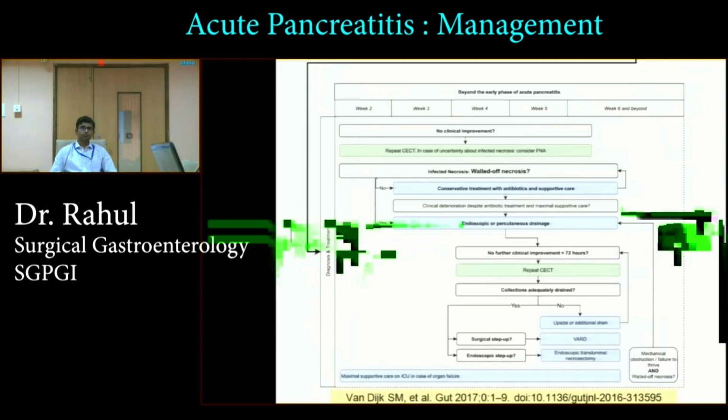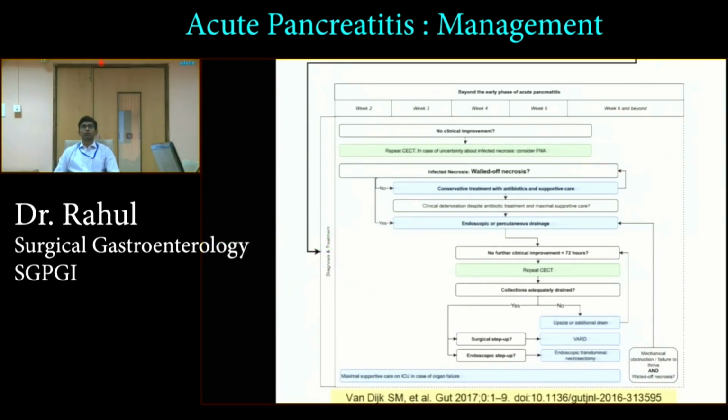Next, please. So coming to week 2, 3, 4 and 5, and beyond, if the patient doesn't have clinical improvement, we should do a CT scan to find out if there is any local complication of the pancreatitis. So if there are fluid collections which are amenable to drainage and which may be responsible for persistent organ failure, we may consider endoscopic or percutaneous drainage. If the patient improves, it's fine.